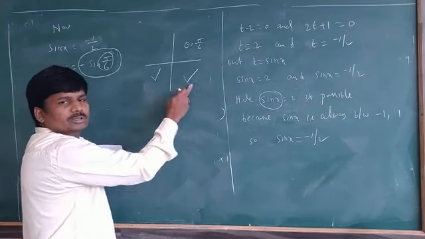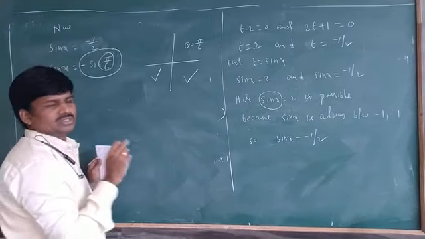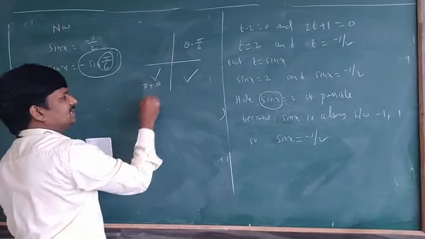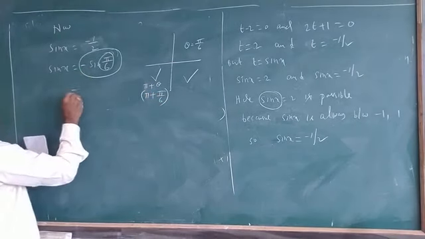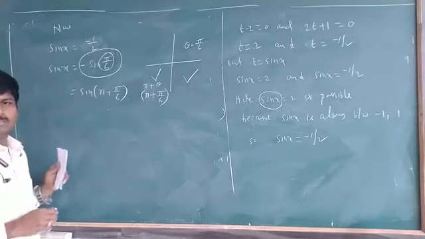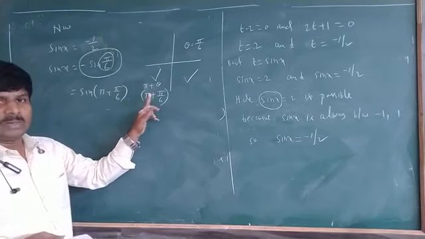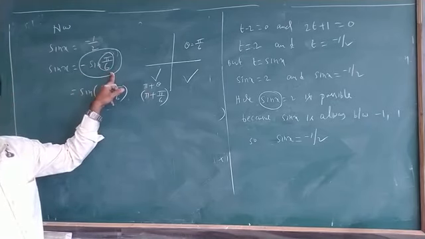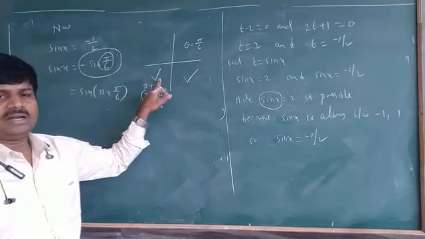Here two principal solutions you will get, but no need to find two principal solutions. We will find only one principal solution. Pi plus theta, theta means here pi by 6. So pi plus pi by 6. So this minus sin pi by 6 we can write as sin of pi plus pi by 6. Are you understanding or not? Alpha value you have to find here. Minus sin pi by 6, this sin value is negative. In which quadrants is sin negative? Third and fourth.